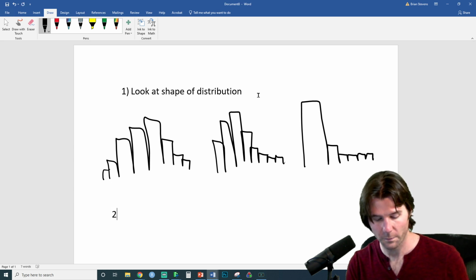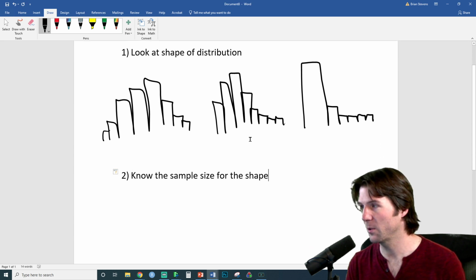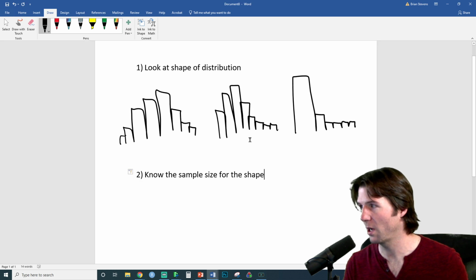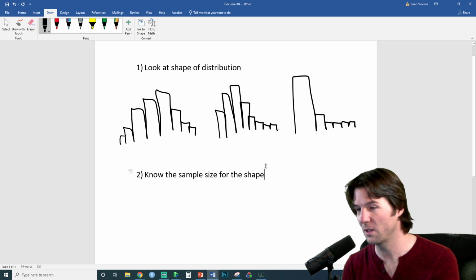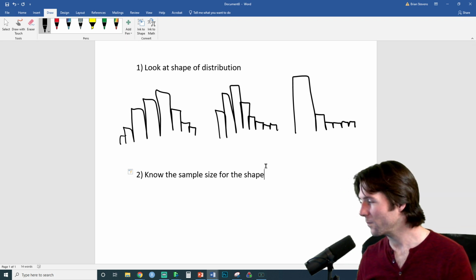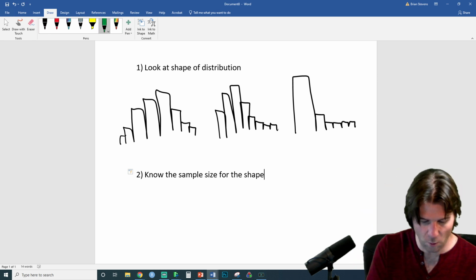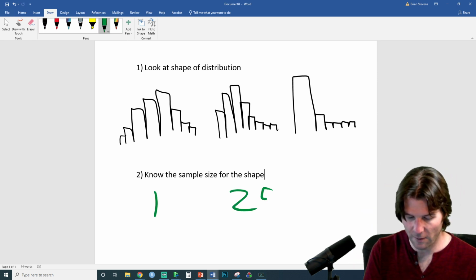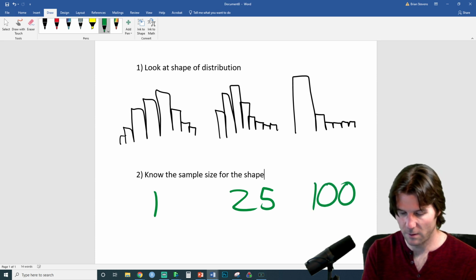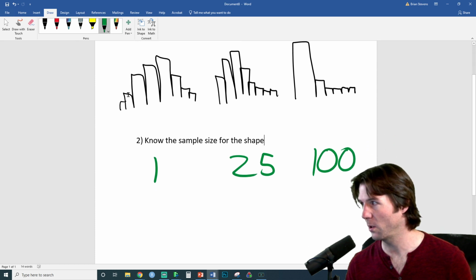2. Know the sample size for the shape. So you have to know the right sample size. What sample sizes do you need for these shapes right here? If it's normal, then you need at least what? Oh, okay, Walker, we'll do that one next. I'll put it in the video right here for you. You got it. What sample size do we need for these? Yep, you guys got it. You need 1, 25, or 100. So the more skewed it is, the larger the n needs to be. This is literally why it's called large enough n right here.